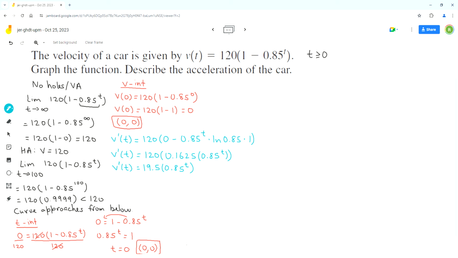Now the first derivative is another exponential function, and there are no t values that will make the first derivative equal to 0 or undefined. So that means this velocity function has no critical point.